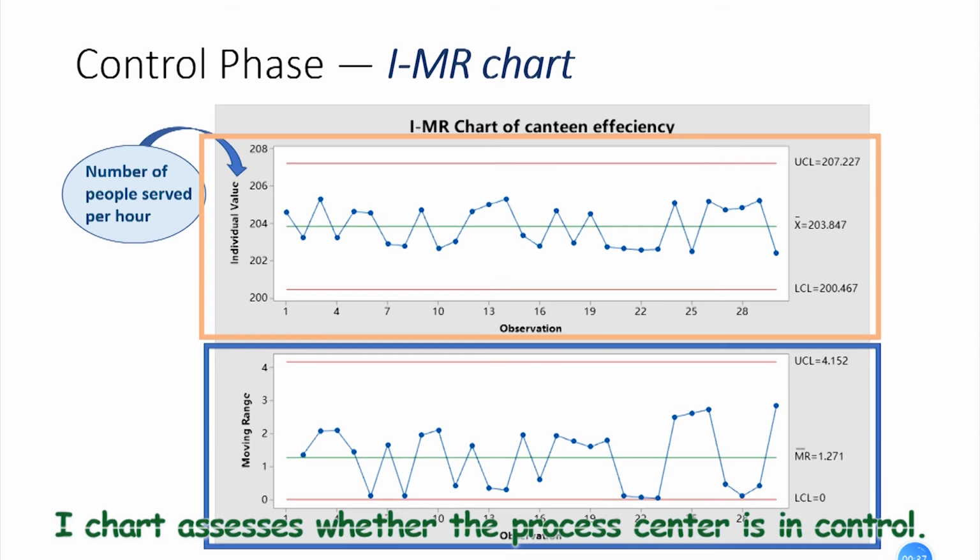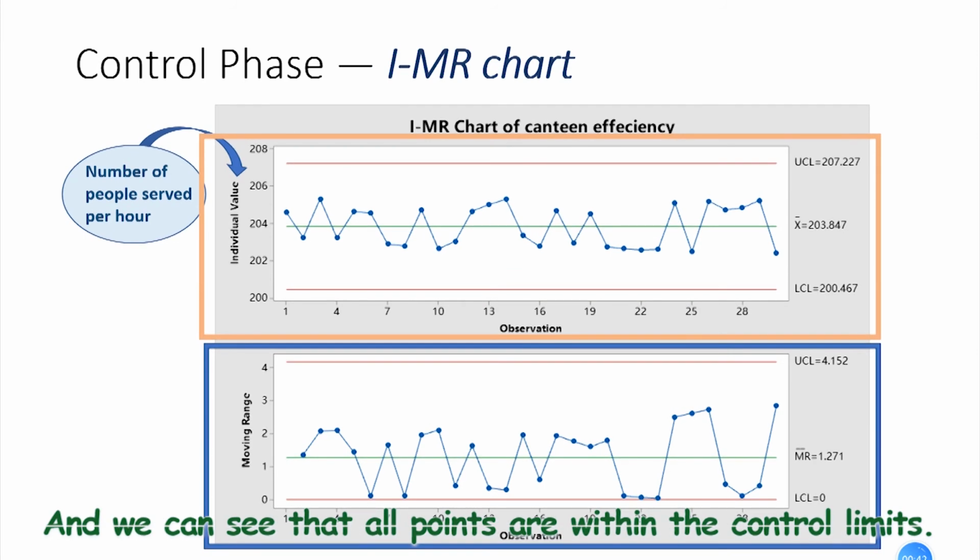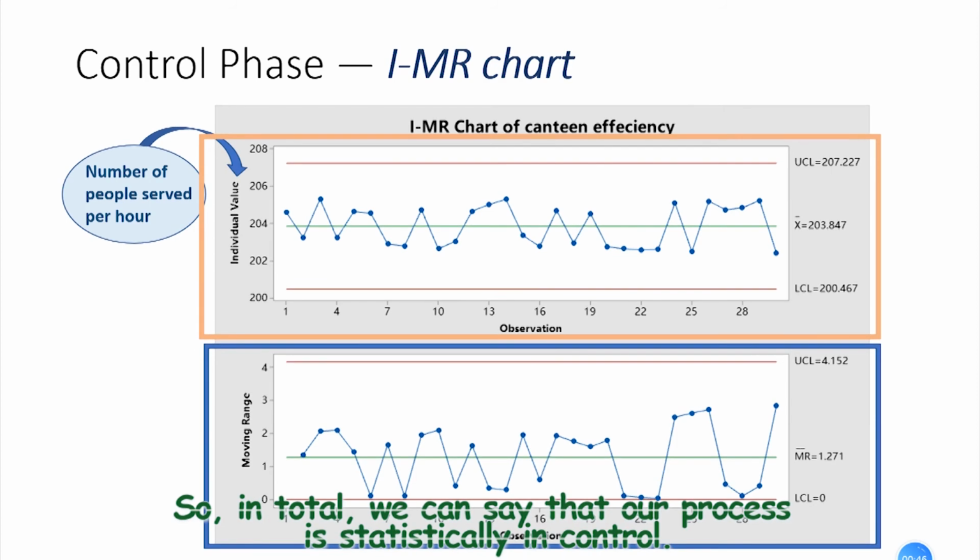The I-chart assesses whether the process center is in control, and we can see that all points are within the control limits. So, in total, we can see that our process is statistically in control.